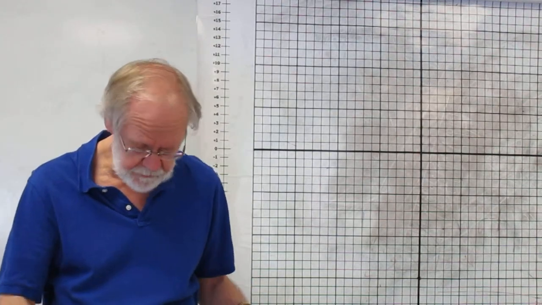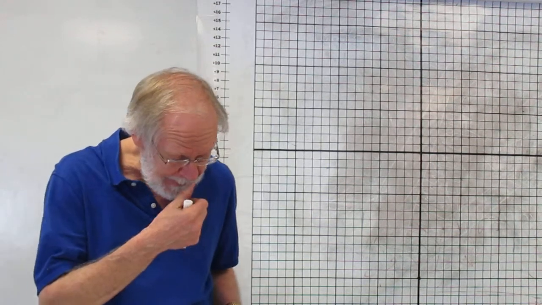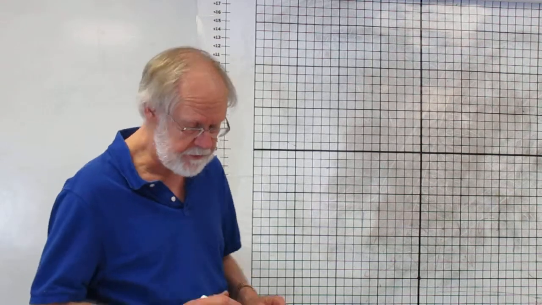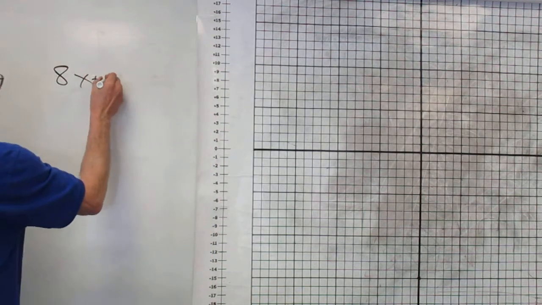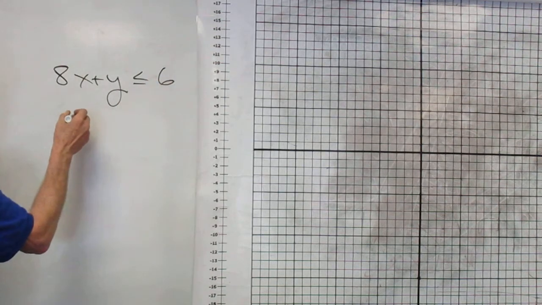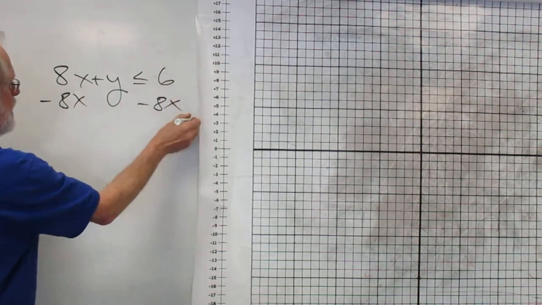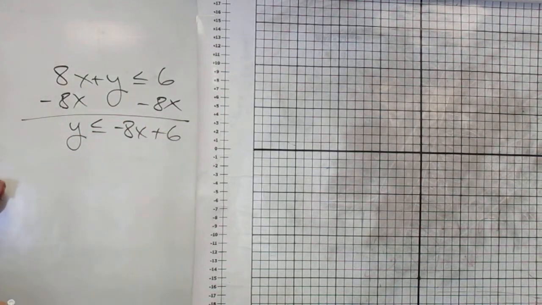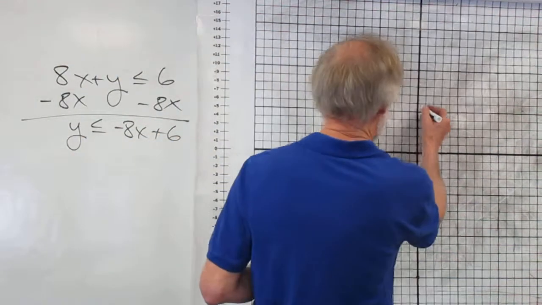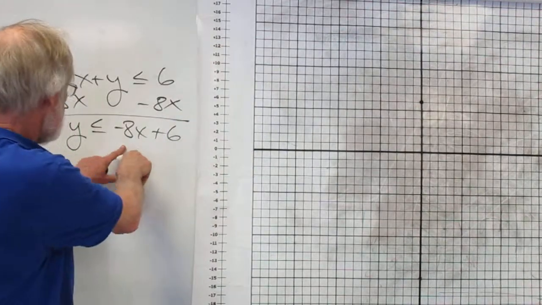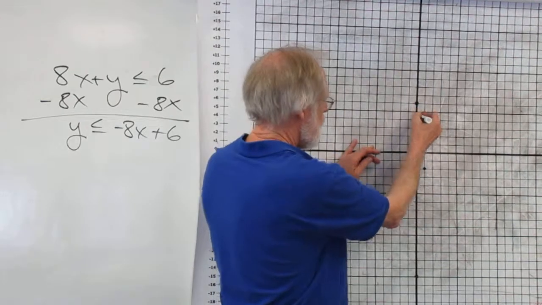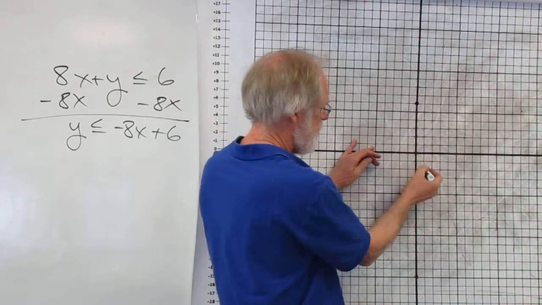Let's do one where we have to solve for y. So I'm going to do 8x plus y is less than or equal to 6. I subtract the 8x from both sides, and I get y is less than or equal to negative 8x plus 6. All right, now, plus 6 is here, the y-intercept. Slope is down 8 over 1. So that would be right here, down 1, 2, 3, 4, 5, 6, 7, 8, and over 1.